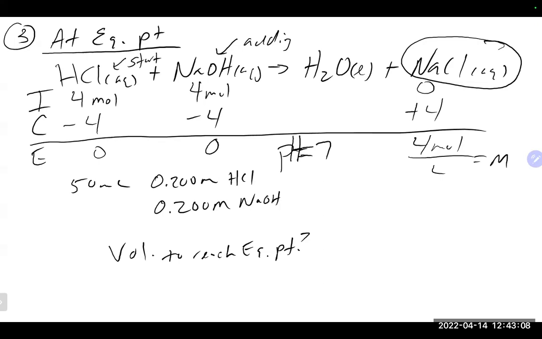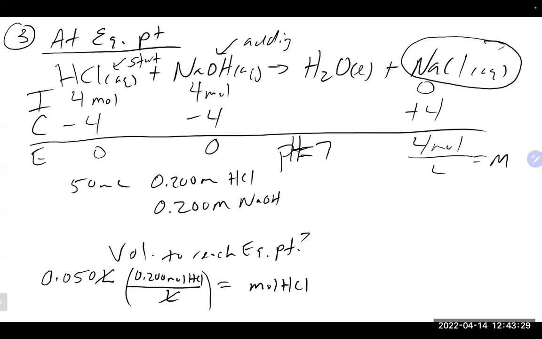You could also do a regular stoichiometry problem where you convert your volume of HCl to liters and use the molarity of the HCl to convert to moles of HCl, which if I grab my calculator here, 0.05 times 0.2 gives me 0.01 moles of HCl. It is a one-to-one relationship.